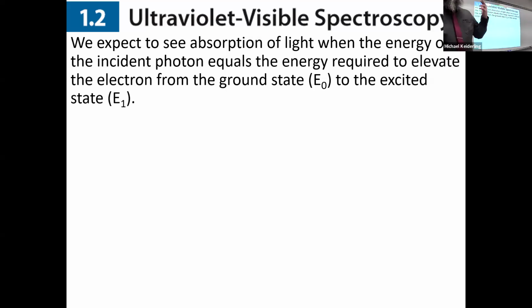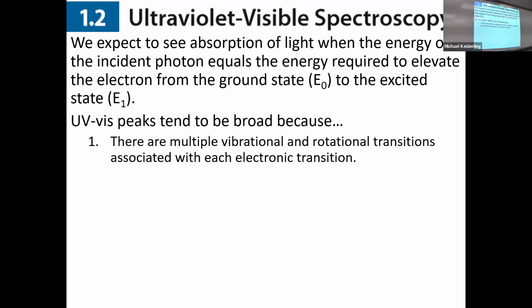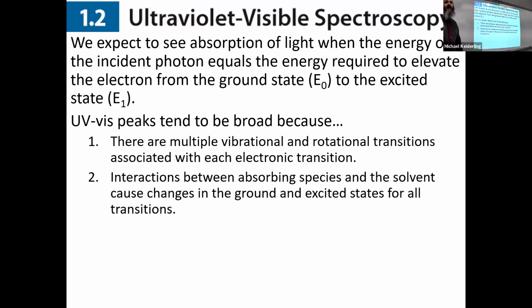But there are a bunch of other places energy can go, so you get broad peaks. UV-visible peaks tend to be broad because there are all these vibrational and rotational transitions that are much smaller in energy, but are sort of extra places the energy can go, and that broadens the peak out. And there are a lot more interactions between the absorbing species and your solvent. This can cause changes in the ground and excited states for all the transitions.